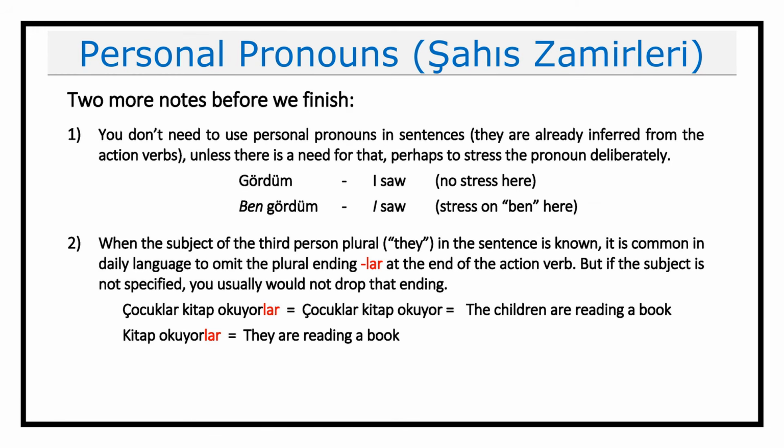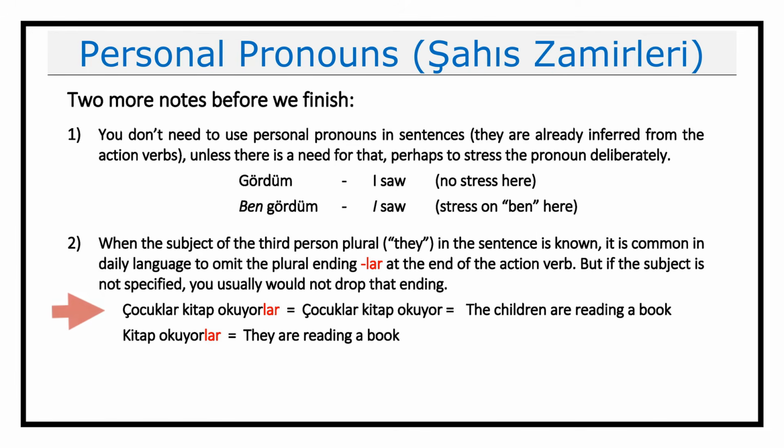Second, when the subject of the third person plural in the sentence is known, it's common in daily language to omit the plural ending lar at the end of the action verb. But if the subject is not specified, you usually would not drop that ending. Why do you think it's so? Because if you drop it in the absence of a subject, then it would refer to a third person singular he, she, or it. Look at the examples below.